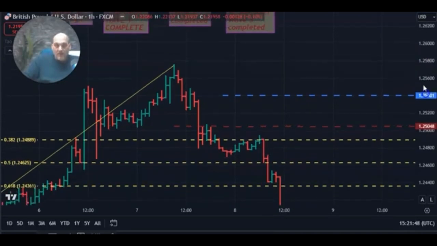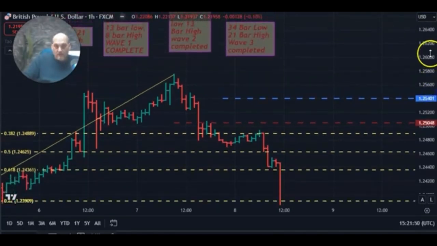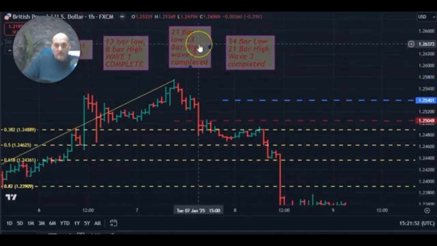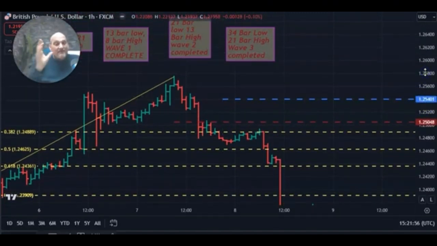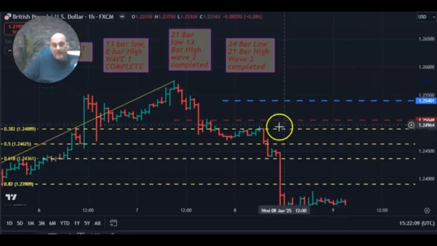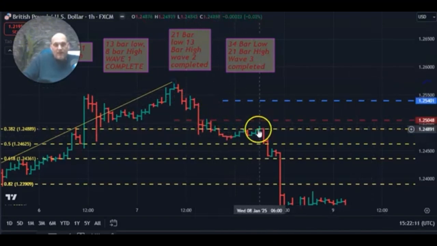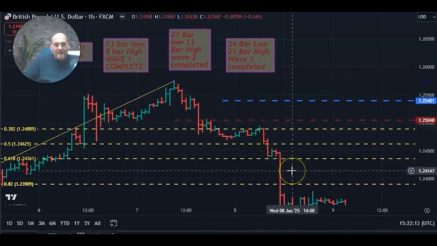A 21 bar low, followed by a 13 bar high. That would tell us that wave 2 is complete. Once wave 2 is complete, we're looking for wave 3, which is a 34 bar low, 21 bar high. Okay, but let's see if we can find that. I haven't worked it out, but here's our Fibonacci scale, right? So boom, we're breaking our fib levels.